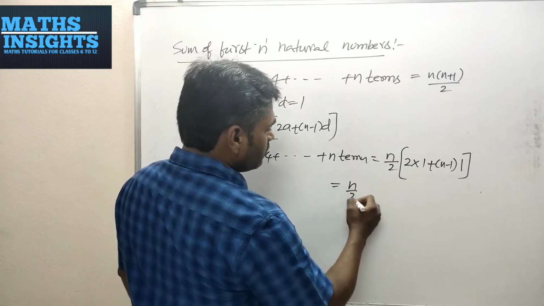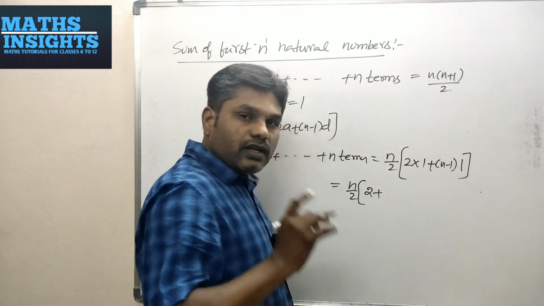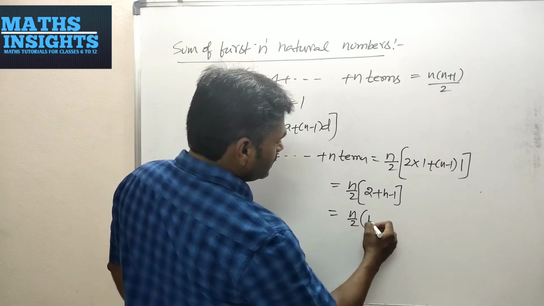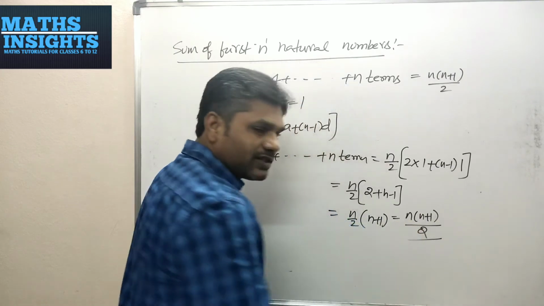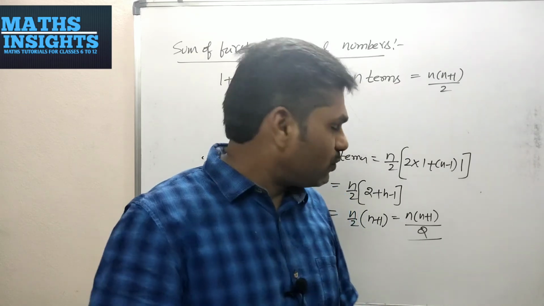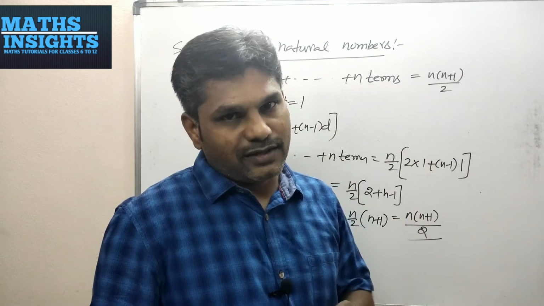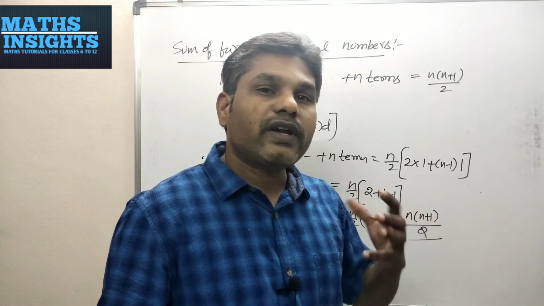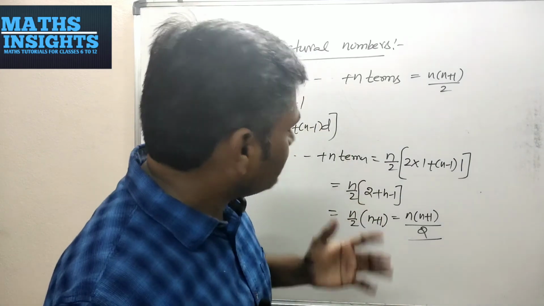Therefore, that is equal to n by 2 into 2 into 1 is 2 plus n minus 1 into 1, means n minus 1. So that is equal to n by 2 into n plus 1. That implies n into n plus 1 by 2. This is the formula for finding the sum of first n natural numbers. If you put n equal to 50, you are going to find the sum of first 50 natural numbers, which will become very easy. This is the application of the formula of finding the sum to n terms of an arithmetic progression. I think this is very clear.